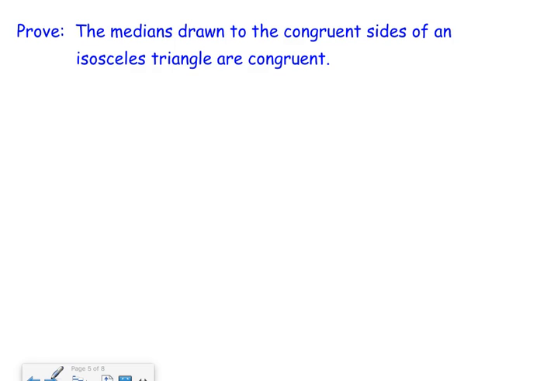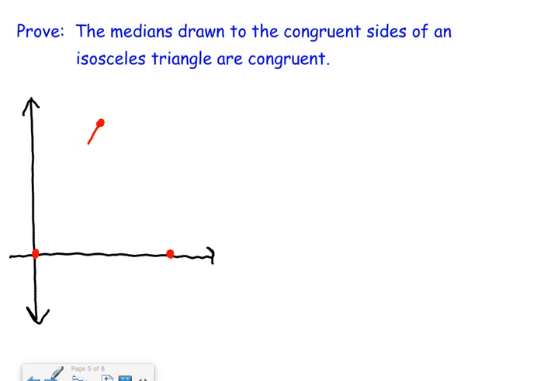So it says the medians drawn to congruent sides of an isosceles triangle are congruent. So first off, you have to figure out what's a median. Anyone know? The middle part. So it goes from the vertex to the midpoint of a side. So step one, you need to draw your triangle. So I know it's isosceles.